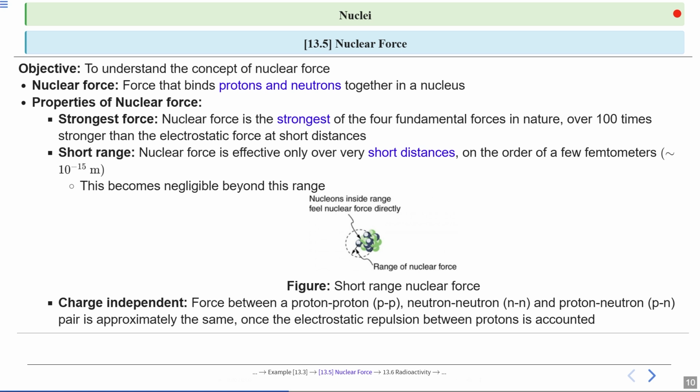Another key property is that the nuclear force is charge independent. This means the force between two protons, two neutrons, or a proton and a neutron is almost the same once we account for the repulsion between protons. This property helps explain why both protons and neutrons can be bound together in the nucleus.